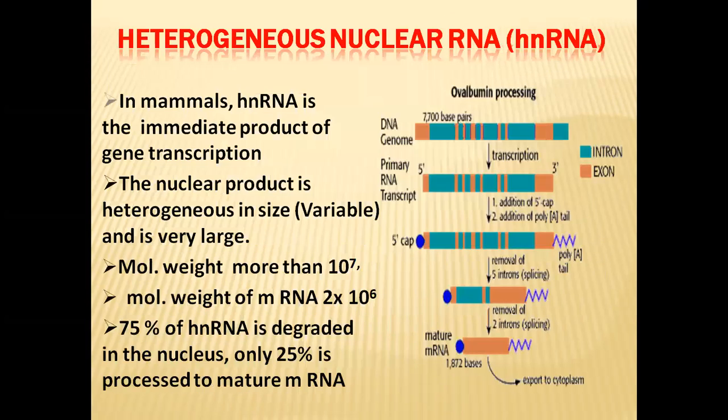This is about mRNA, and another one is heterogeneous nuclear RNA, hnRNA, as I have already told, in mammals and eukaryotic organisms. So this DNA will be transcribed into hnRNA. So hnRNA is nothing but primary RNA.